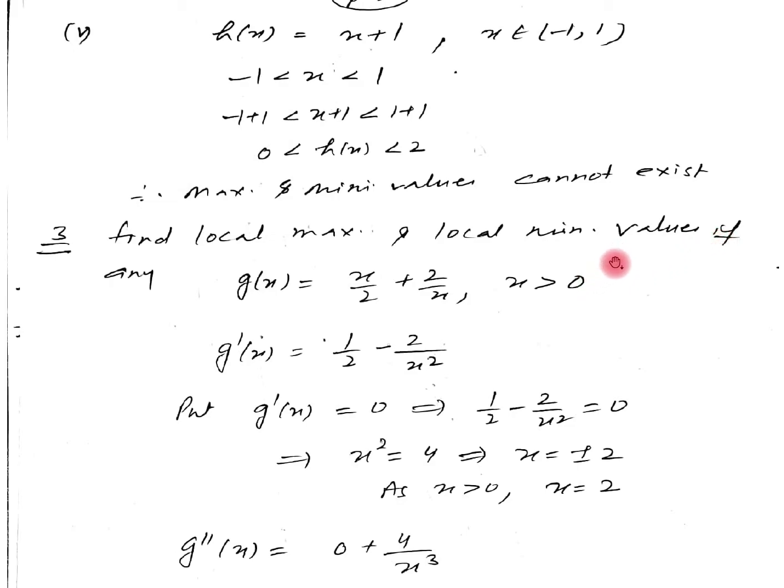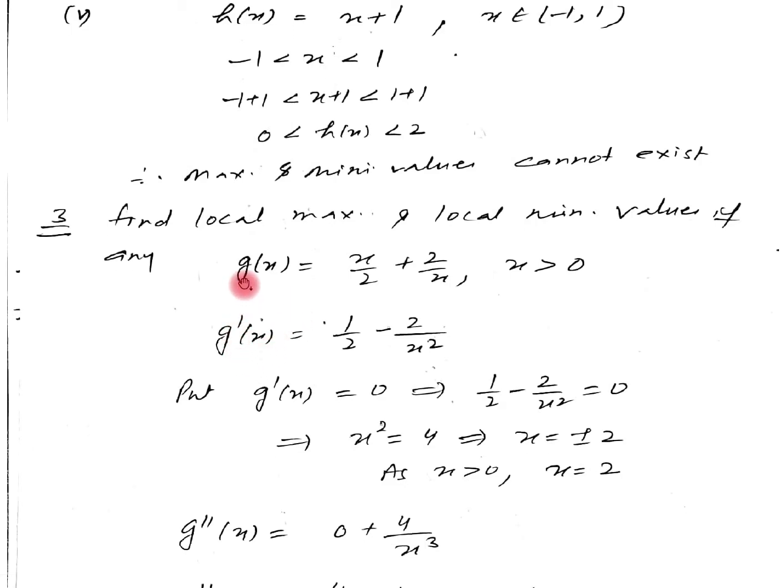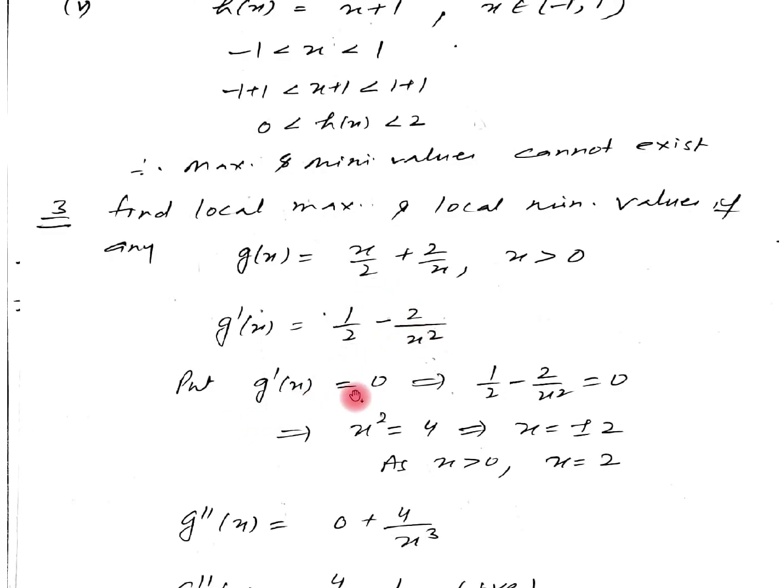If it is mentioned without using derivative, then you have to opt for the previous method. Otherwise always you have to do it by using differentiation. Then the same steps will be repeated as in the question of the last lecture. Now g'(x) = 1/2 - 2/x². Put g'(x) = 0. Simplifying it, I am getting x² = 4. This implies x = ±2.